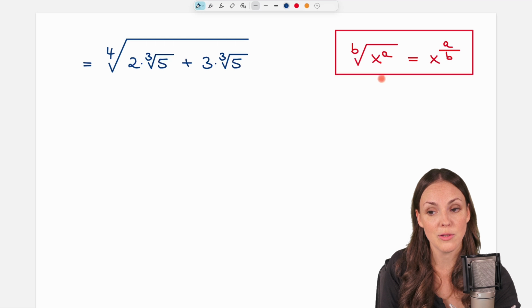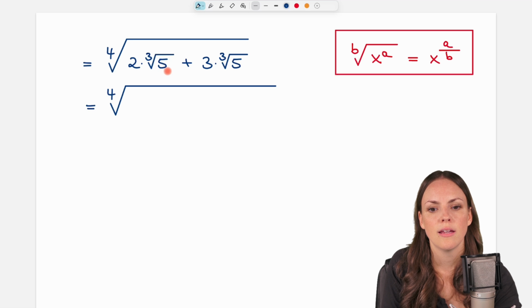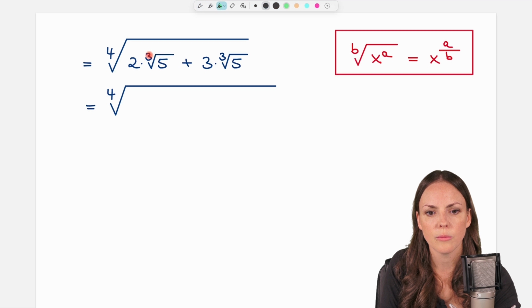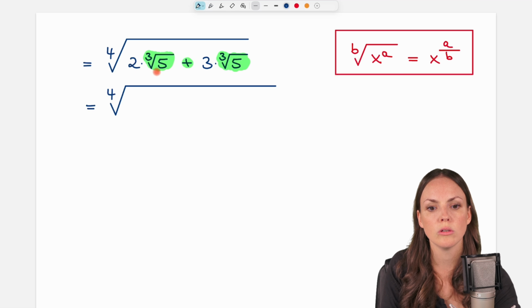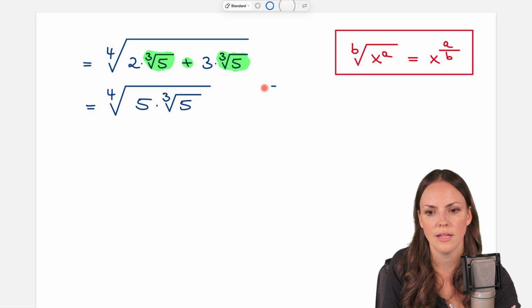Okay, our rule is back here. What can we do now? We still have this big fourth root. And now, can you see that we have the cube root of 5 here and the cube root of 5 here as well? There is a plus in between. So we have 2 green things plus 3 green things, which in total is 5 of them. So we have 5 of these green things, which are the cube root of 5. Okay, we don't need this big root here. What can we do now?